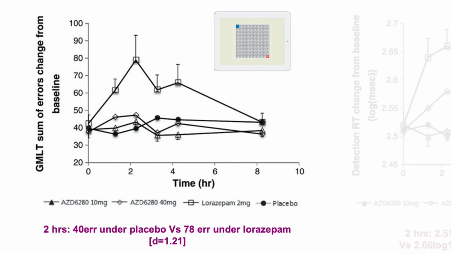Now, unlike esketamine, you can see that the effect of the drug lasts much longer. In fact, performance, or the number of errors on that maze, doesn't return to normal levels until about 8 hours after dosing. So if we come back to the context that we looked at before, the number of errors increases from 40 to 78.